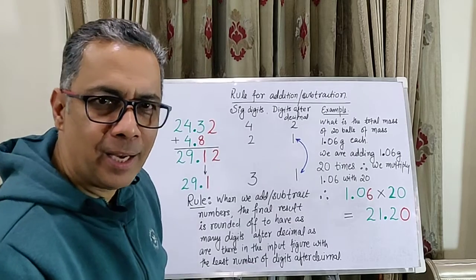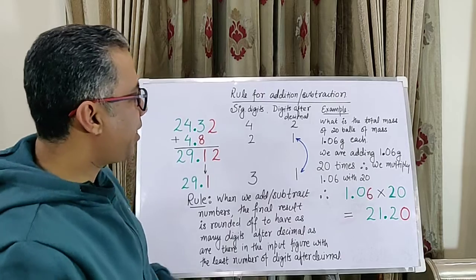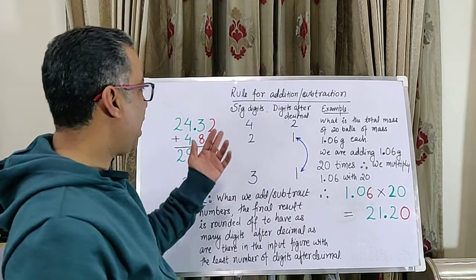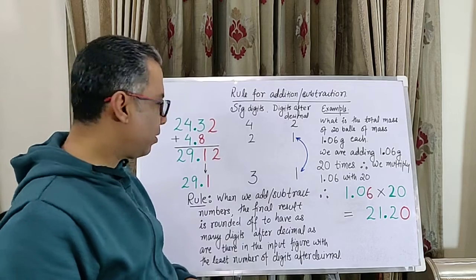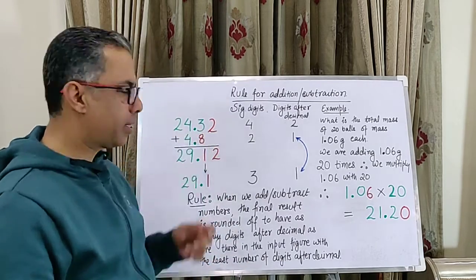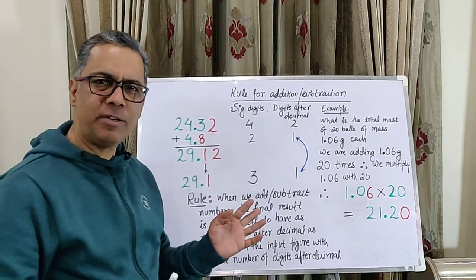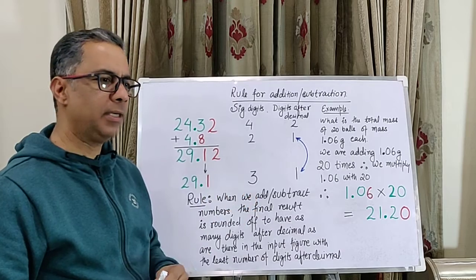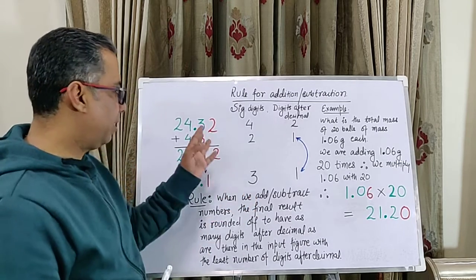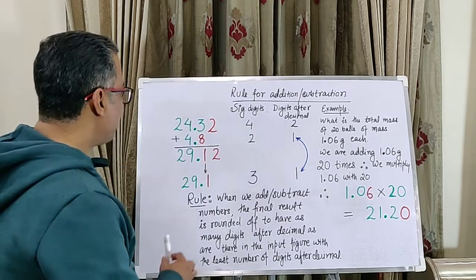Hello. We are now discussing in this video the rule for addition or subtraction when we add and subtract numbers in science. When we add or subtract numbers, the rule is a little bit different from the rule that we have for multiplication and division. The rule here we will develop, and you will see that it is somewhat different.